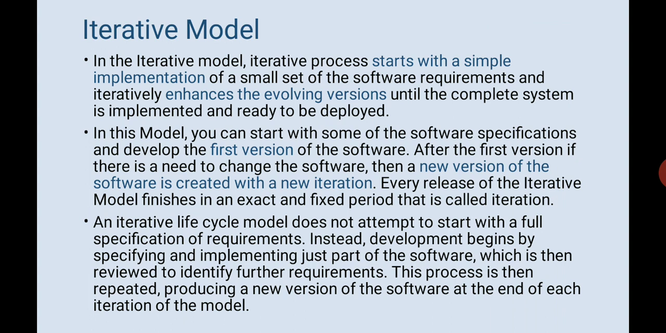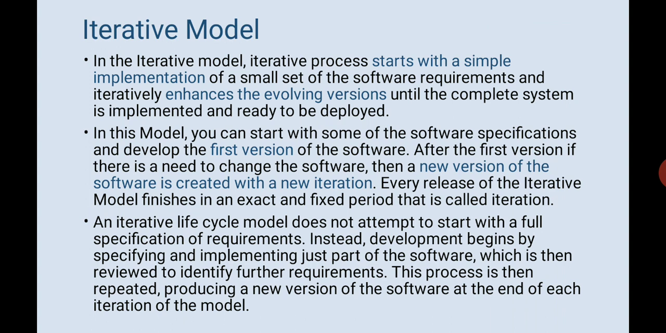Okay, so now in the iterative model, the iterative process starts with a simple implementation of a small set of software requirements, iteratively enhancing the evolving versions until we develop the complete software and it is ready to be deployed. In this model, you can start with some of the software specifications, a few. You can take a few requirements and you can start, which was not the case in the waterfall model.